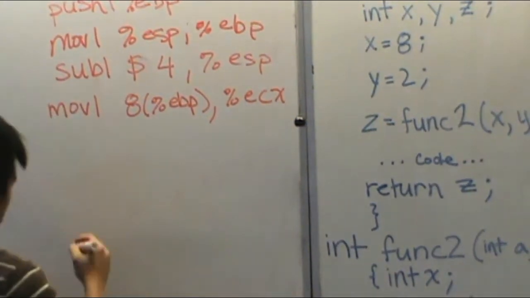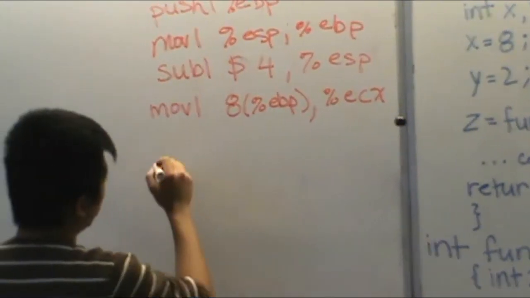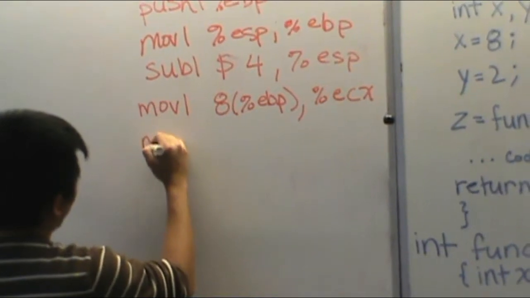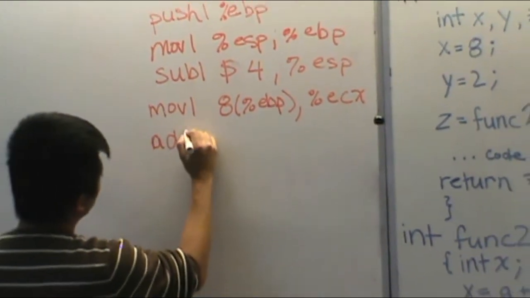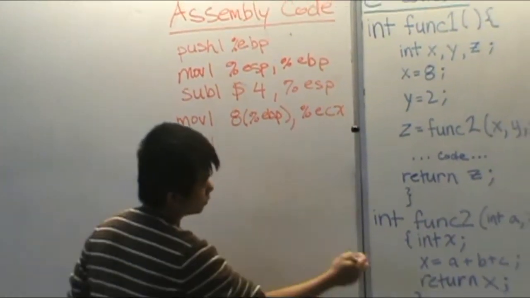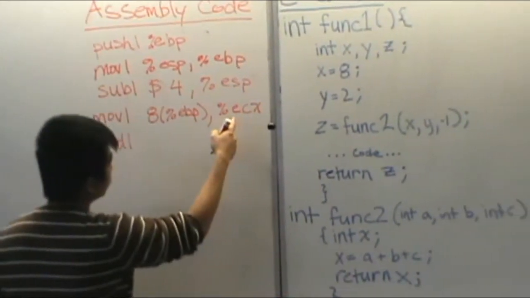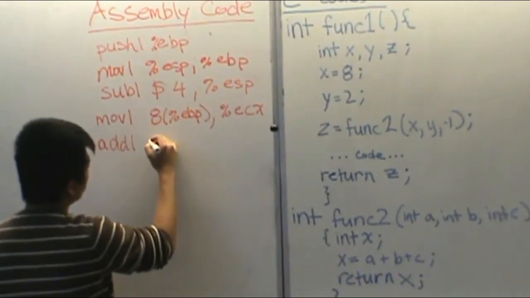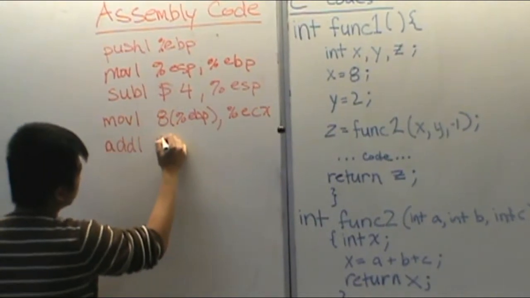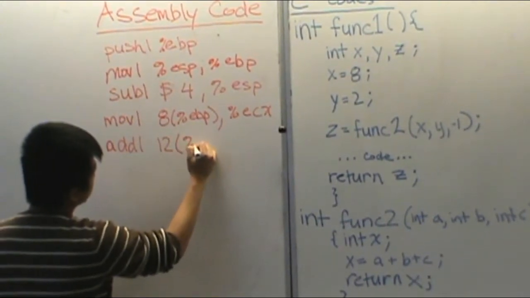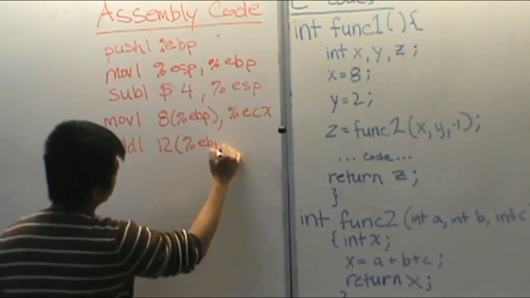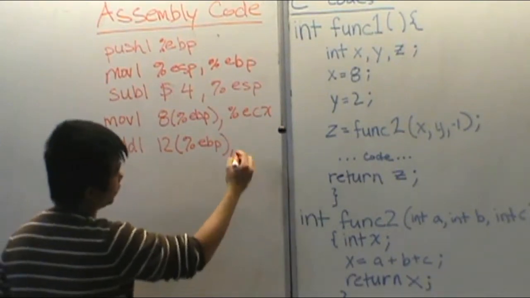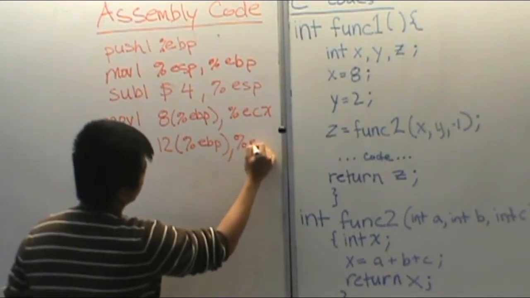And then the next step will be adding the variable B to A. So it will be 12(%EBP), and storing it into the register C.